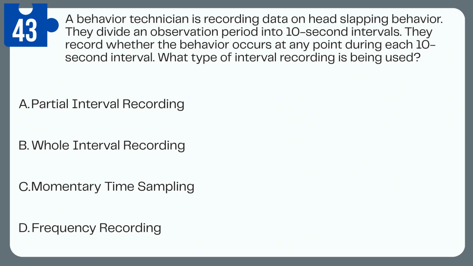Question 43. A behavior technician is recording data on head slapping behavior. They divide an observation period into 10-second intervals. They record whether the behavior occurs at any point during each 10-second interval. What type of interval recording is being used? A. Partial interval recording. B. Whole interval recording. C. Momentary time sampling. D. Frequency recording.